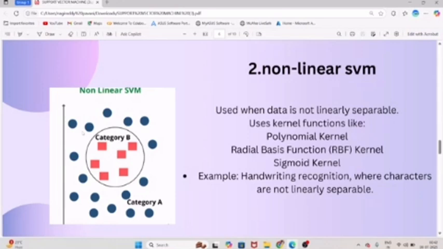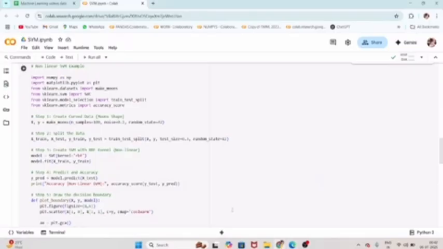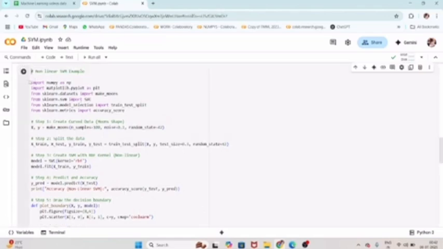Let me explain the code in Google Colab for non-linear SVM. Okay, this is the code. Firstly, we are importing libraries such as NumPy, Matplotlib, datasets, SVM, model selection, and metrics.